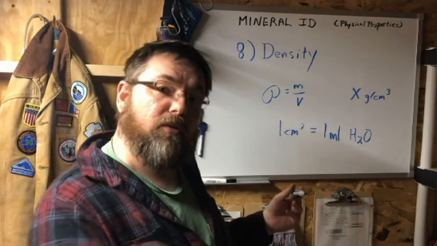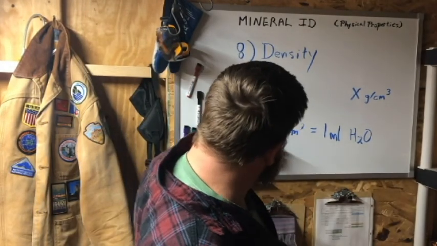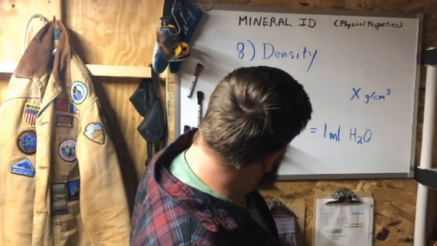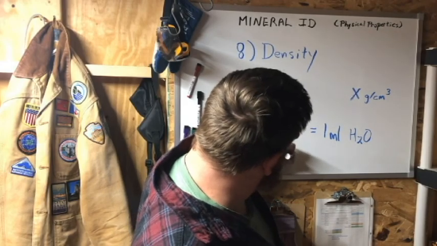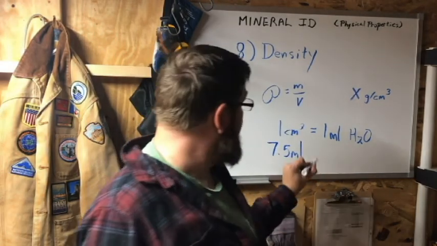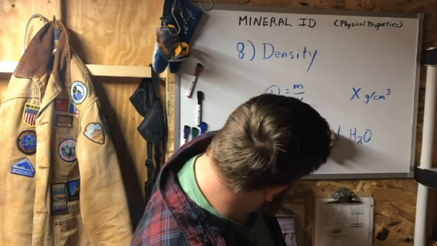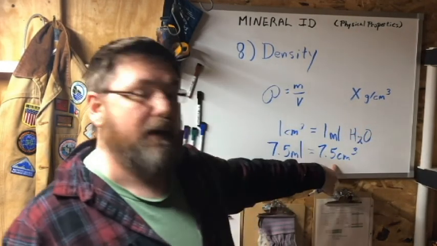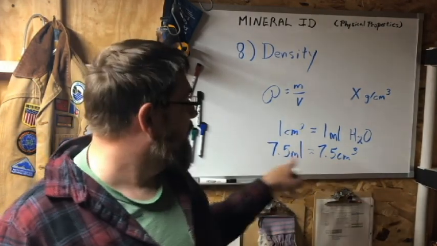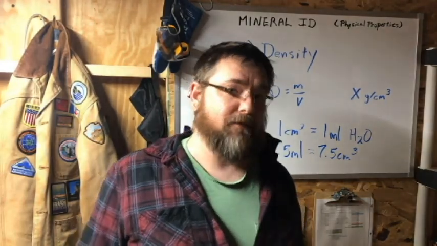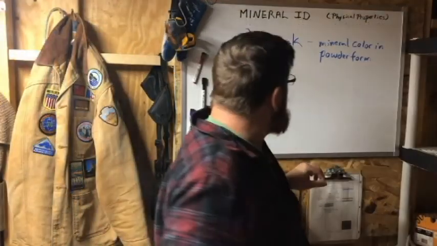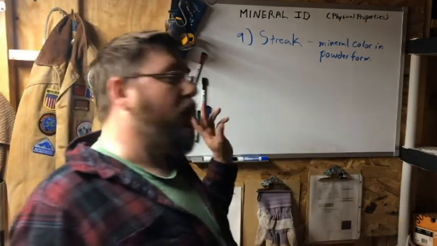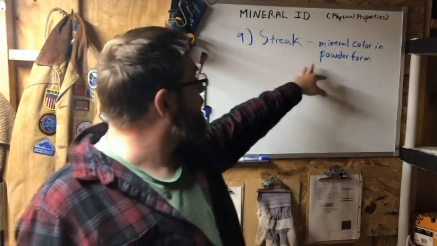Well, if my mineral that I dunk in the water displaces maybe 7.5 milliliters, that's equal to 7.5 cubic centimeters at STP. This beautiful translation does not happen in the standard imperial system. Number 9 is something we call streak. And basically that is the color of the mineral in powder form.